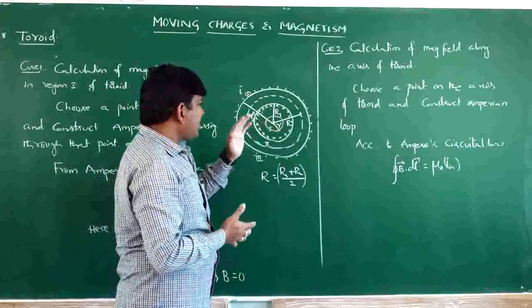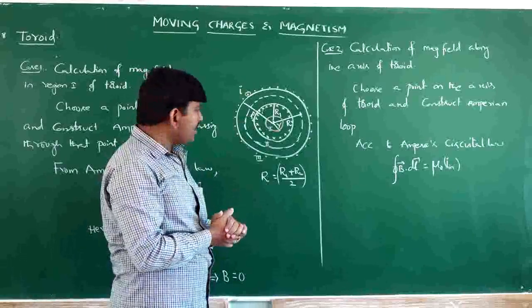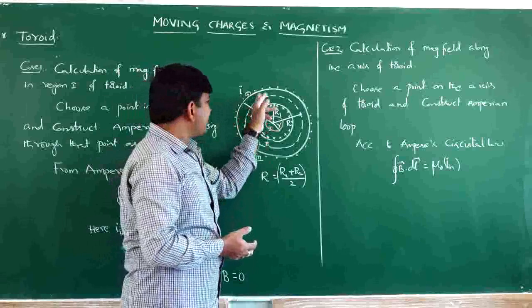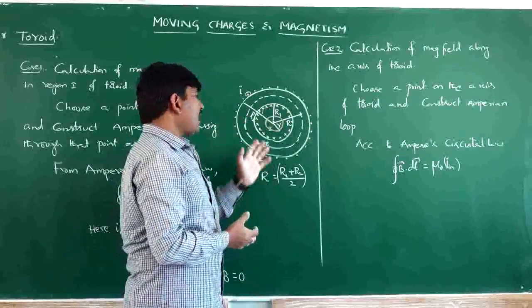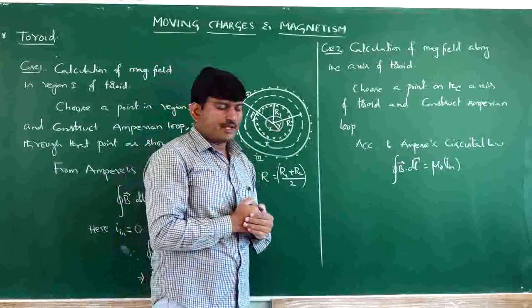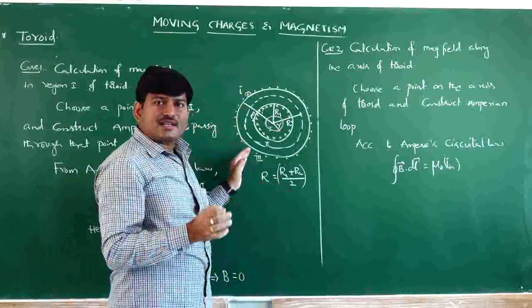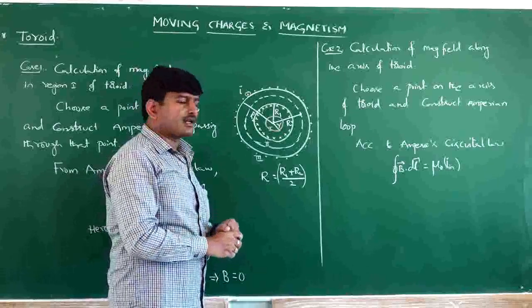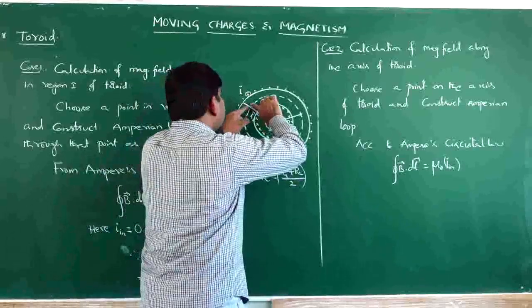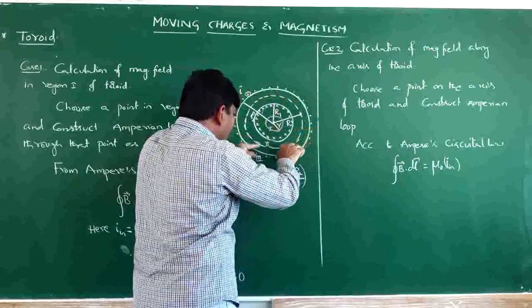So, the total current inside this Amperian loop is nothing but the number of turns inside this Amperian loop into the current through each turn. Then how to calculate the number of turns? We know that small n is the number of turns per unit length. Then how many turns are there over this length of the Amperian loop?